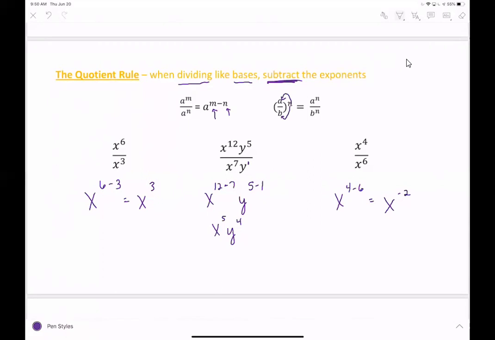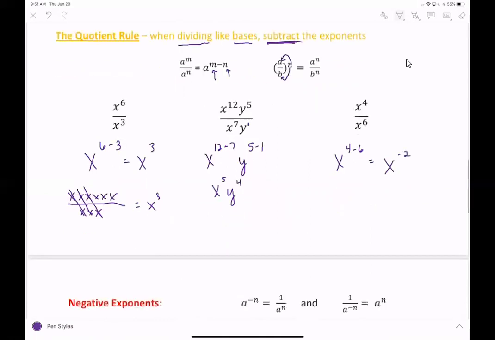Why does this rule work? Come back to this first example. There are 6 x's in the numerator. There are 3 x's in the denominator. I'm going to cancel out 3 of the top with the 3 in the bottom. And how many does that leave us? That leaves us with 3. So instead of having to do that all the time, we can just use this rule.